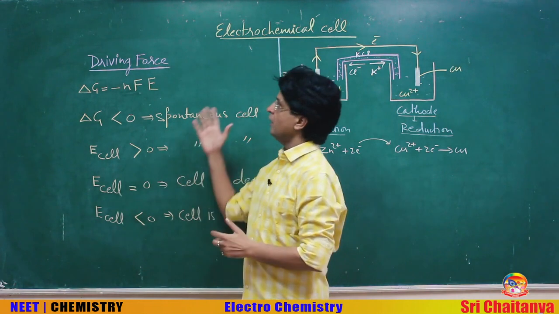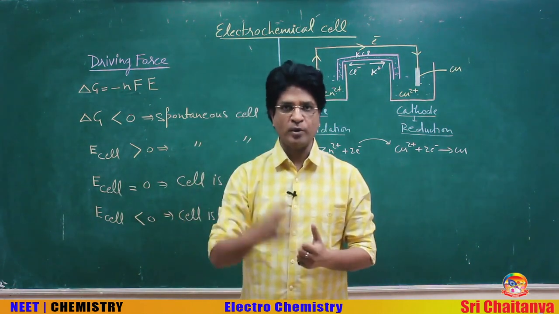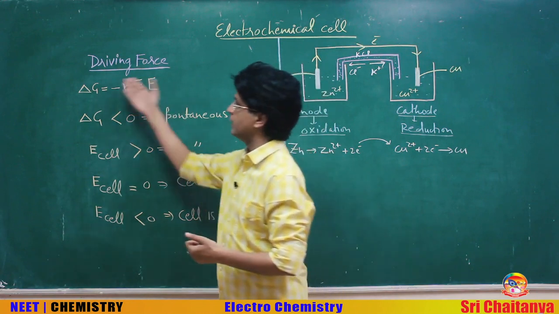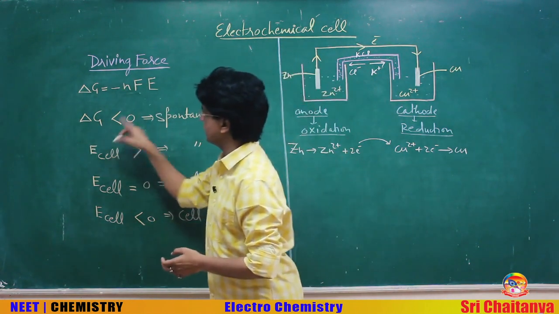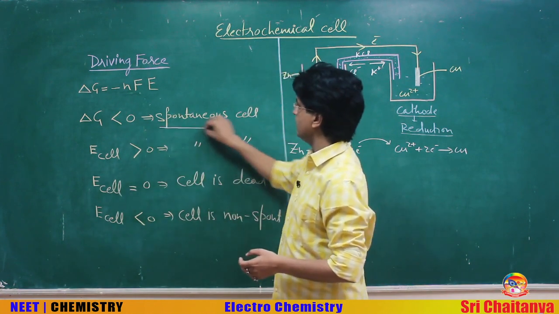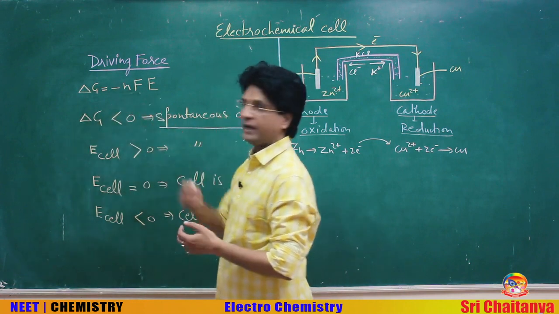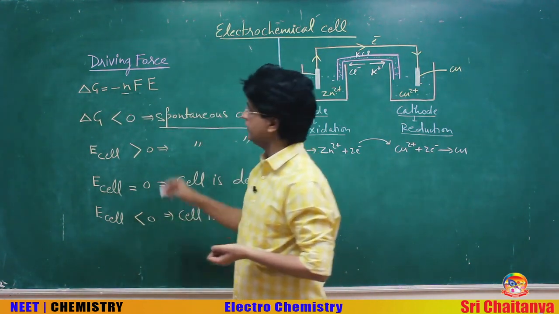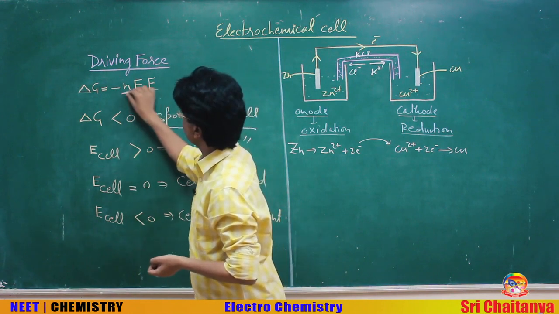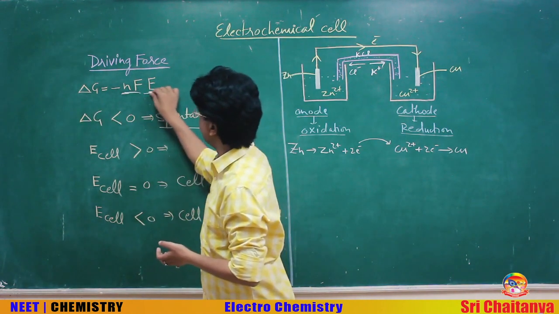Okay, so let's see what is the driving force of electrochemical cell. Like all processes in the universe, the driving force is delta G, which is supposed to be negative. If delta G is negative, less than 0, the cell will work spontaneously. Here delta G is equal to minus nFE. n is the number of electrons transferred while performing the reaction. F is Faraday. These both are positive. If you want delta G to be negative, E has to be positive.